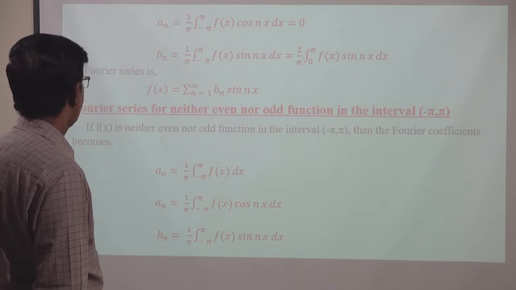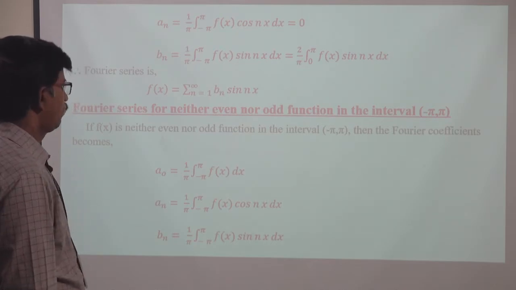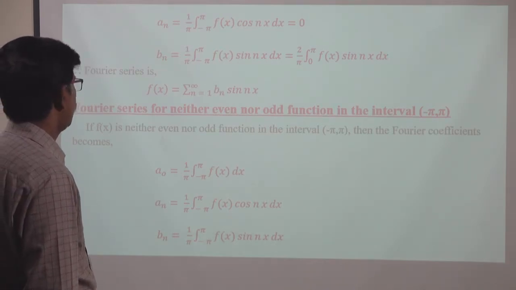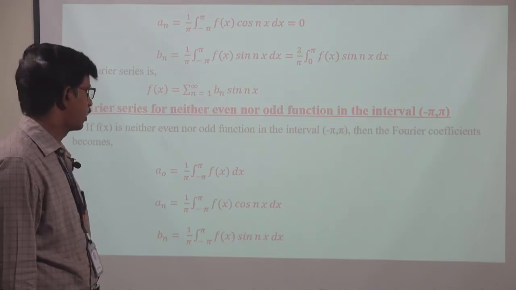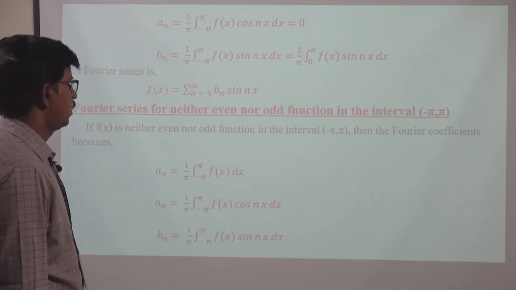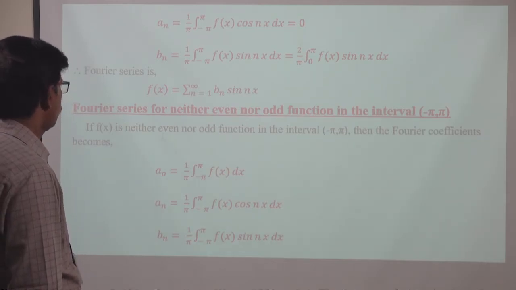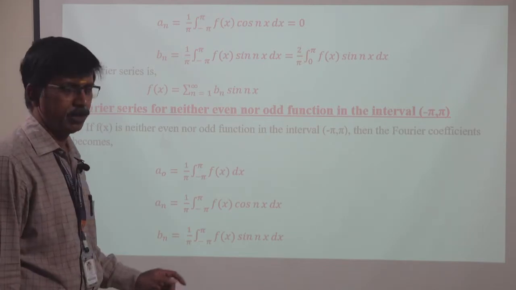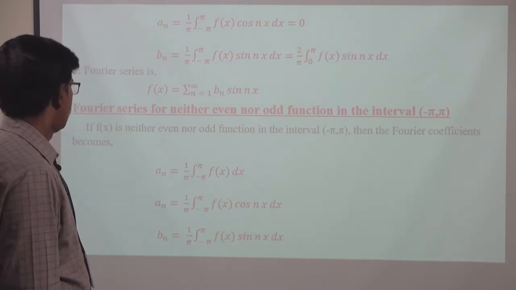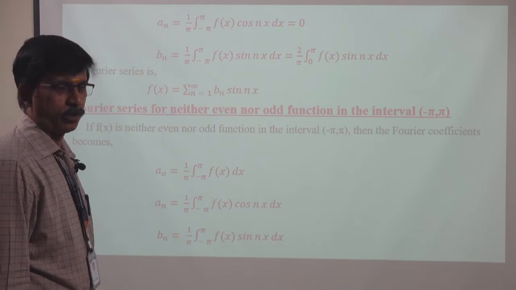Now we are going to give importance to neither even nor odd function. So Fourier series for neither even nor odd function in the interval minus pi to plus pi. If f of x is neither even nor odd function in the interval minus pi to plus pi, then the Fourier coefficients become a0 equal to 1 by pi integral over minus pi to plus pi f of x dx. So there will be no change in this. As it is, we have to consider the Fourier coefficients.